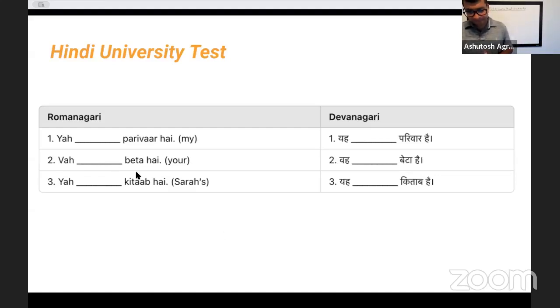I wrote वह either तुम्हारा or आपकी बेटा है. Okay. Say the full sentence. वह आपकी और तुम्हारा बेटा है. Okay. Let's see. Sunita ji, what did you write in the second one? And if you need more time, that's okay. Sorry, I was muted. Wo mera beta hai. Okay. So your. Tumhara. Okay. वह तुम्हारा बेटा है.